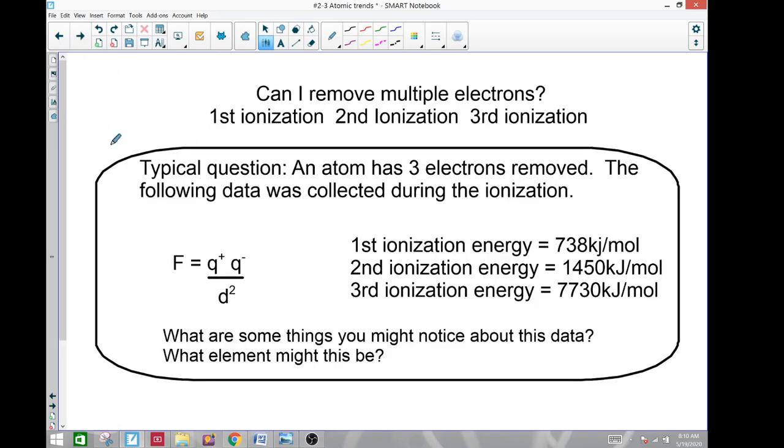And then, can I remove multiple electrons? Yep. So here's an example of this common, typical question. An atom has 3 electrons removed, and notice we got 1 electron, 738, 2 electrons, 1450. It gets more difficult. All of a sudden, boom, we got 7730. Wow, that's a lot bigger. What might you notice about this data? Again, this is considerably bigger, so this is likely an atom that has 2 valence electrons only. So what atom might this be?